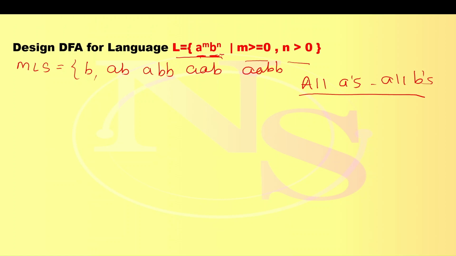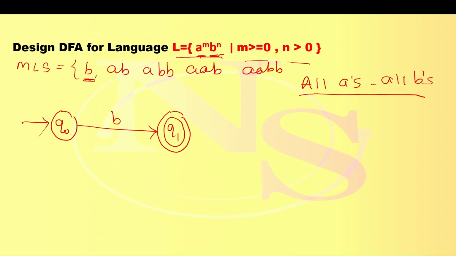So let's start designing the DFA for this. q0 is our starting state. Then the first string, b, should get accepted. It means the transition of b should go to the final state, so I am making q1 a final state. Hence b is accepted. The next possible string is ab, or I can say abb.